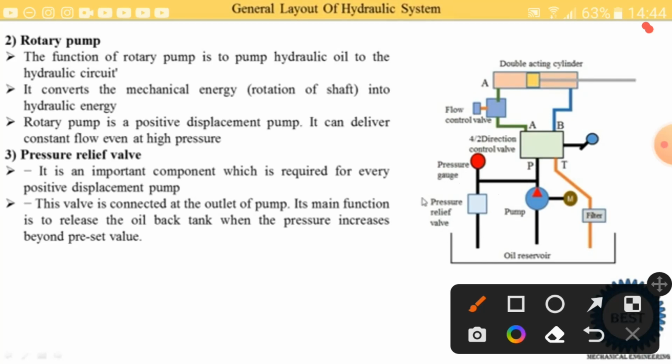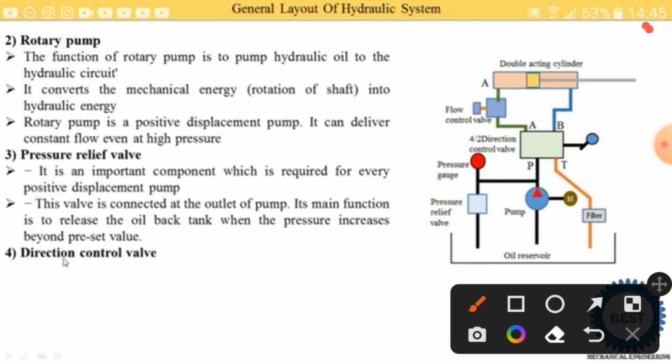First the pressure is measured using this pressure gauge. We require 10 bar and the pressure is 12 bar. Then the pressure gauge signals the pressure relief valve, and the pressure relief valve takes some quantity of the oil back and supplies it to the oil reservoir. That way the pressure at the outlet of the pump is reduced from 12 bar to 10 bar.